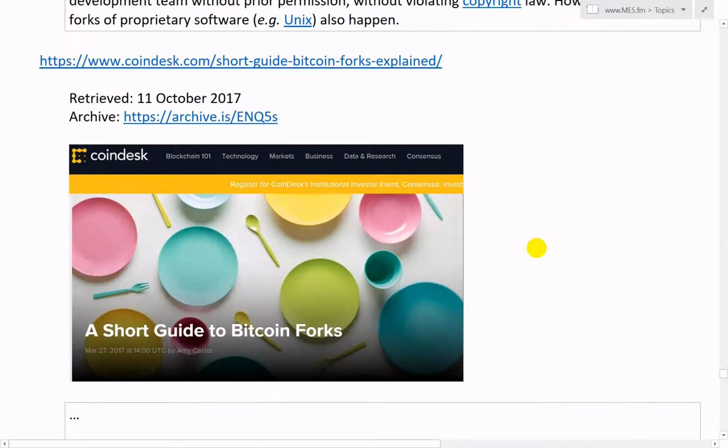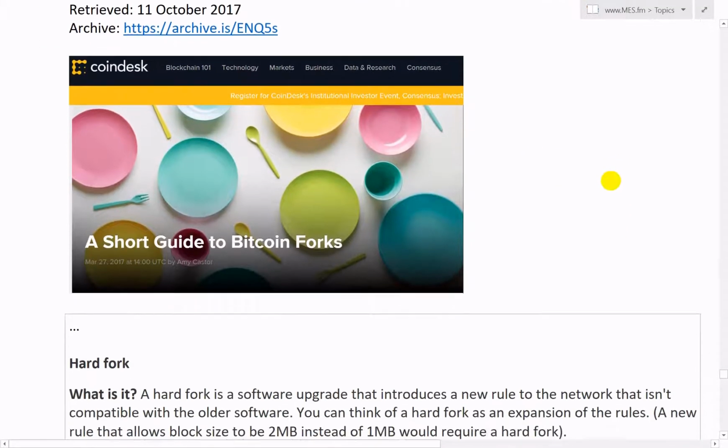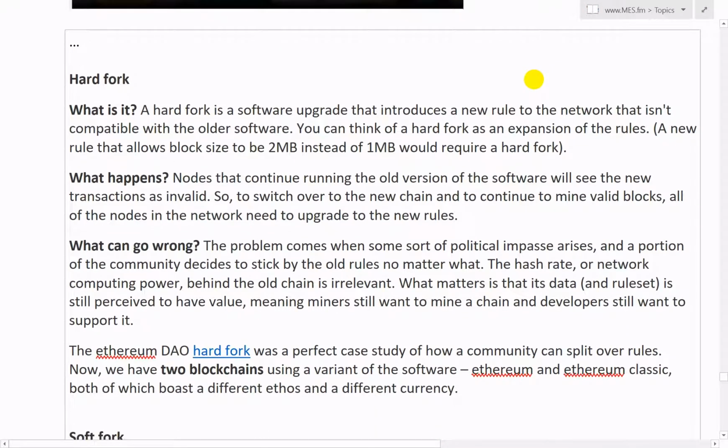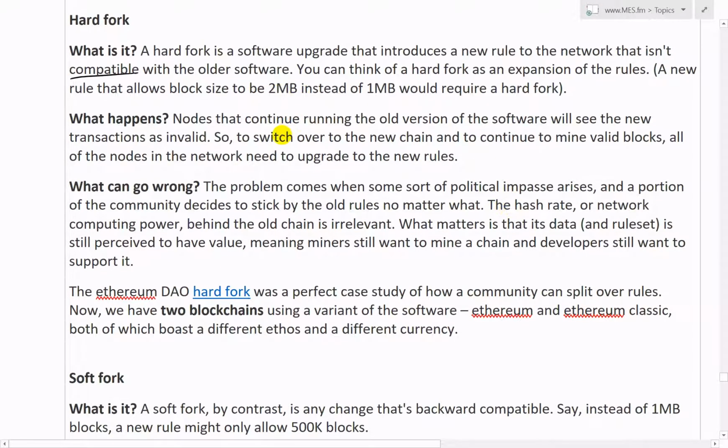So CoinDesk over here has a good short guide to Bitcoin forks. Just want to go over the difference between a hard fork and a soft fork. So a hard fork, what is it? A hard fork is a software upgrade that introduces a new rule to the network that isn't compatible with the older software. You can think of a hard fork as an expansion of the rules. A new rule that allows block size to be 2 megabytes instead of 1 megabyte would require a hard fork because it's bigger now. What happens is nodes that continue running the old version of the software will see the transactions as invalid.